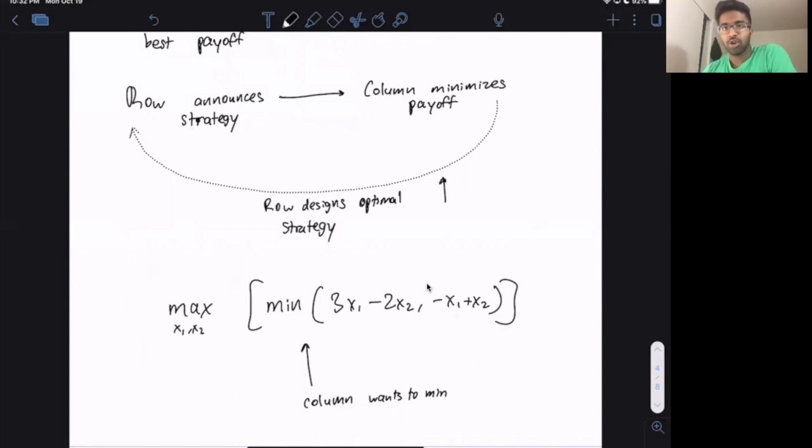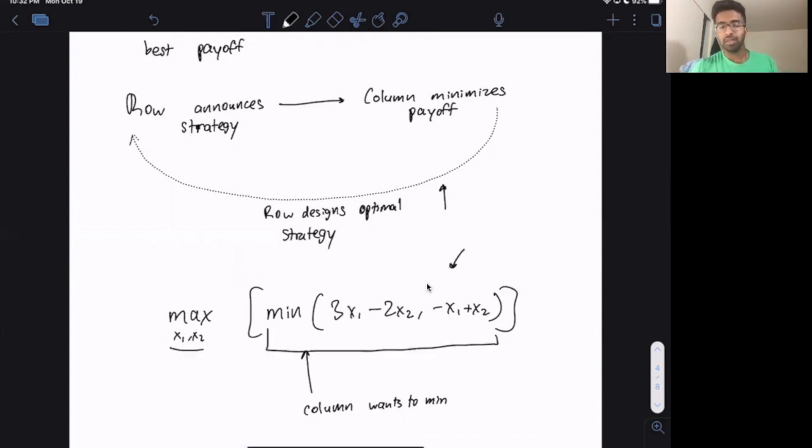But the thing is, when Rho is deciding her strategy initially, she is going to choose an x1 and x2 such that this whole expression is maximized, right? What that basically implies is, no matter how optimally Column plays, even if Column plays as optimally as possible, Rho still has a way of choosing x1 and x2 to mitigate how low the expected payoff goes.